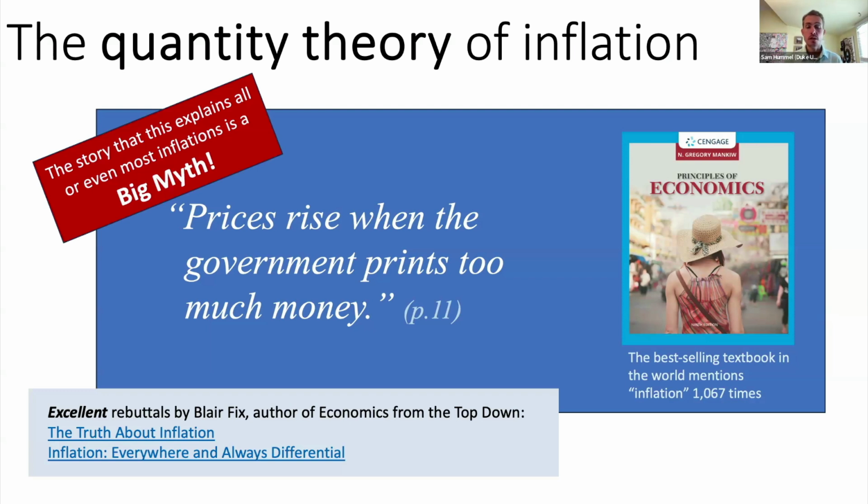The quantity theory of money has been debunked a whole bunch of times over 100 years, and it just has a bunch of flaws. One excellent source of rebuttals of this theory is a couple of articles published by Blair Fix. Highly recommend them. But it is certainly the case that this is not what describes all, or I would say even most, inflationary episodes.